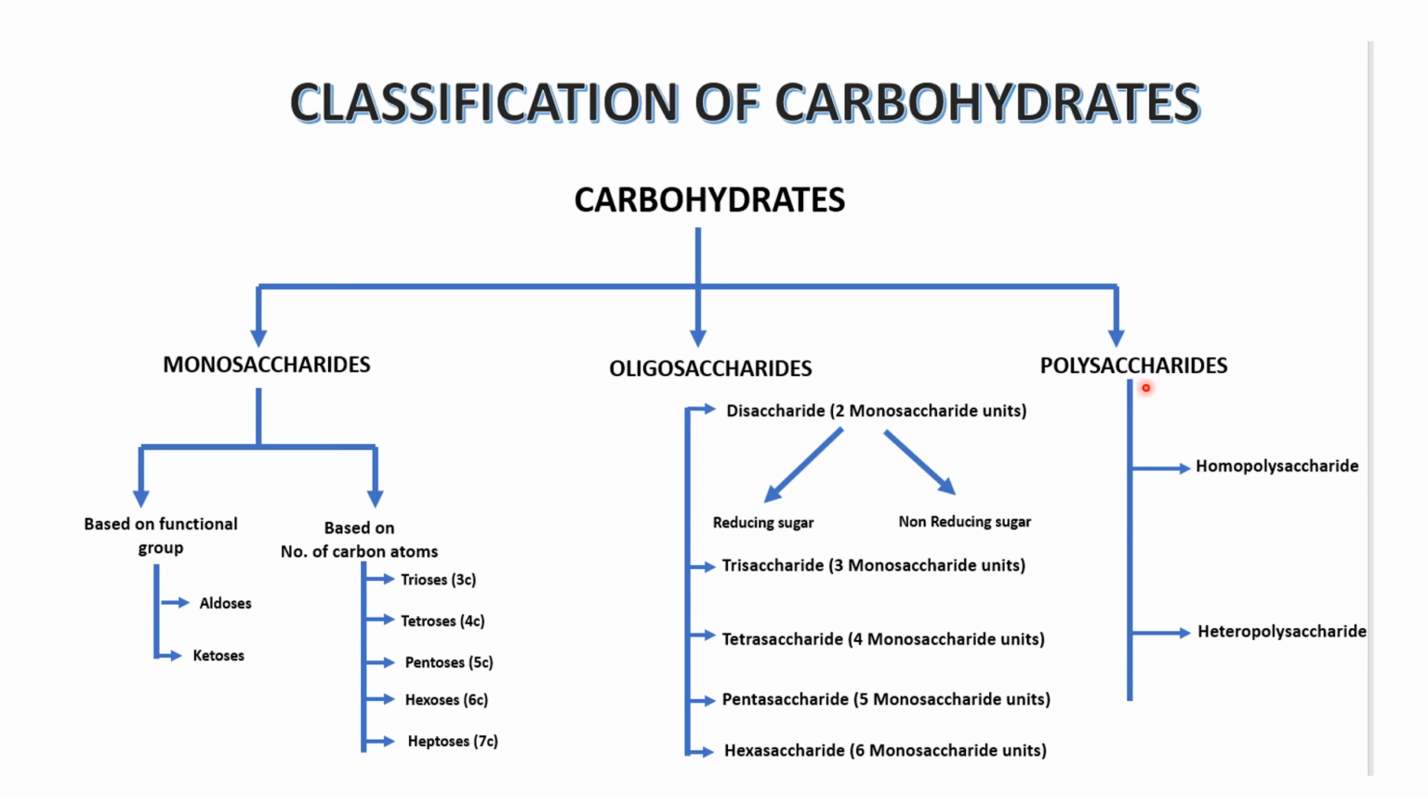The third classification of carbohydrates is polysaccharides. So polysaccharides are polymers of monosaccharides and they are further divided into homopolysaccharides and heteropolysaccharides. Homo means uniform. So homopolysaccharides contain a single kind of monosaccharide molecule, whereas heteropolysaccharides contain more than one kind of monosaccharide molecule.